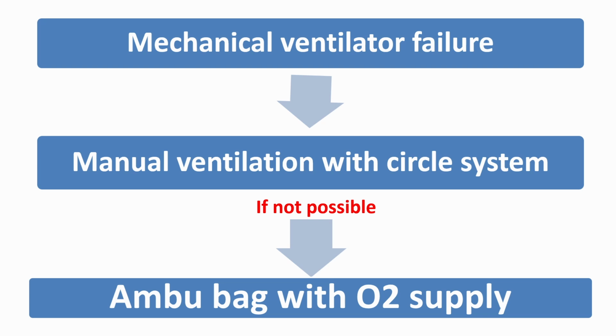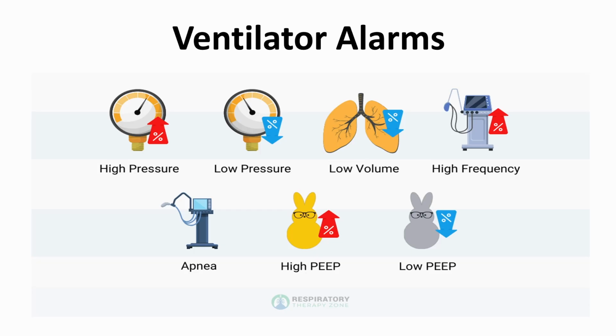So here, as we said, there are two questions: enumerate hazards and problems related to anesthesia machine, and enumerate the sources or classifications for anesthesia machine. This is another question, or a third question in the exam, which is ventilator alarms.